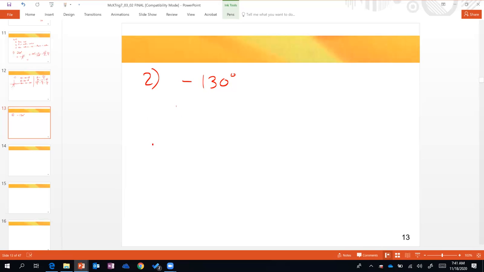Okay. Negative 130. I think we are in quadrant 3. Is that right? Let's see. This would be 135, so it looks like we're just a little shy of that one there. So there's my negative 130.